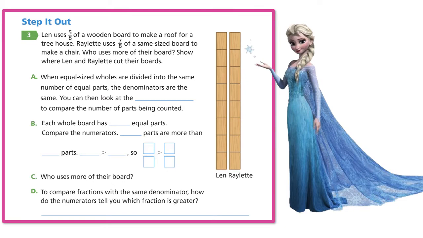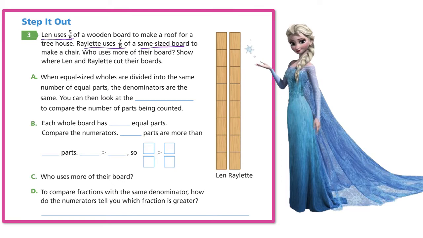Well, I'm picturing 2 people, and they each have a piece of wood. They're the same size. That's really important. One of them is making a roof for a tree house, and the other one is making a chair. Now looking at the quantities, I see the quantity 5/8, and the 5/8 represents the amount of wood that Len is using. And then I see 7/8, and the 7/8 represents how much of the board Raylette uses. And if you take a look at the right, you see the 2 pieces of same size board.